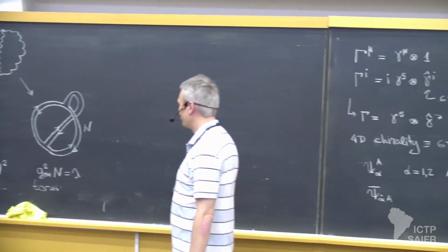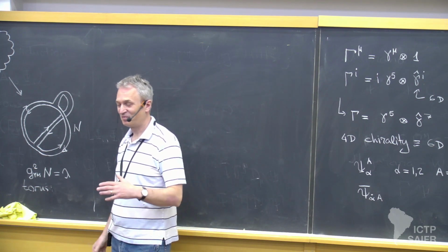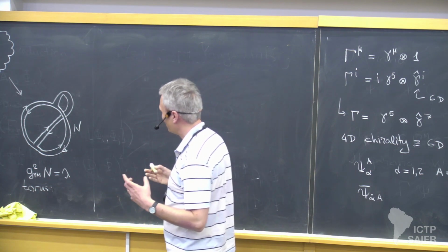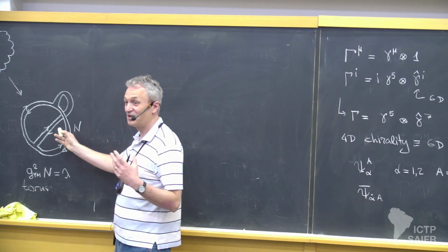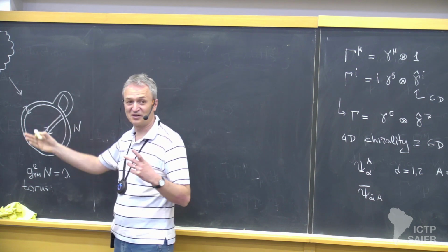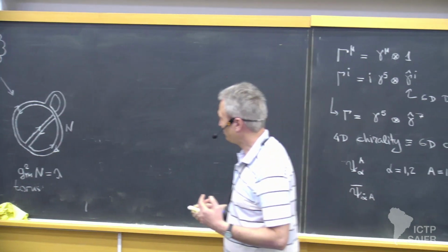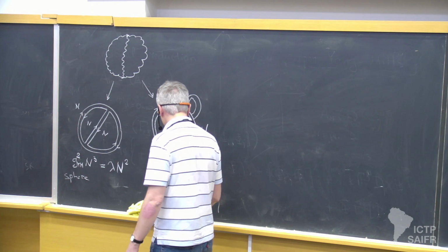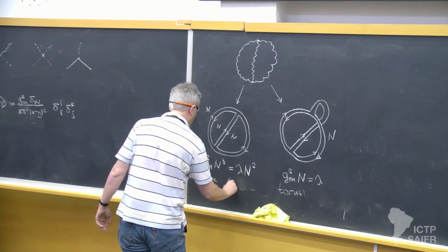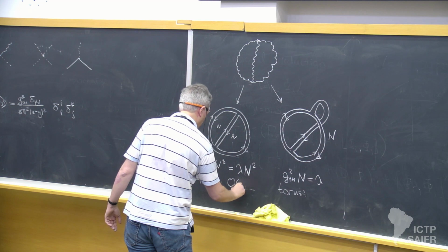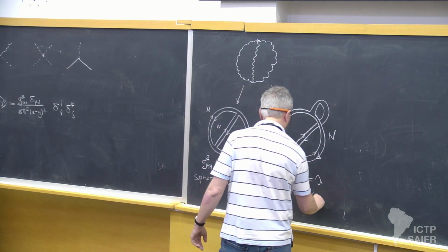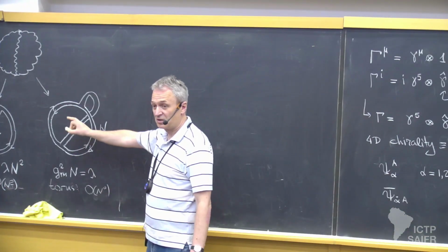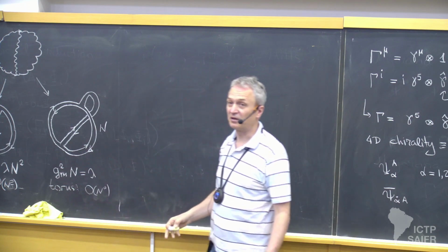If you have a good imagination, you can even see how the torus appears here. But anyway, the claim is that these diagrams can only be drawn on a torus, and so this diagram in the 't Hooft limit is proportional to n squared, and this diagram is proportional to n to the 0. So in what follows, I will forget these diagrams that are not planar.